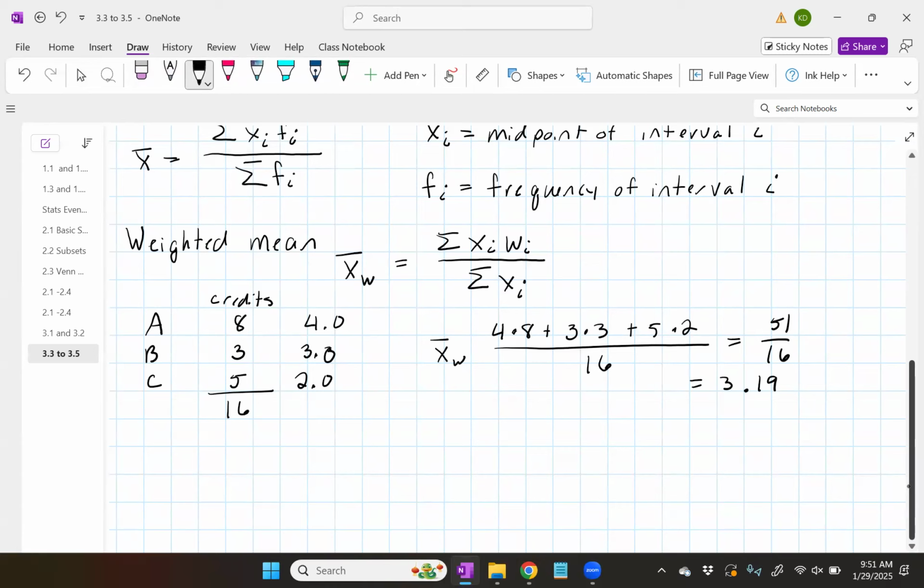Has anybody calculated their GPA before? No? Okay, I was obsessed with that when I went through college because I had a goal amount and I was just shy of it. Sad. Okay, so that's how we do that.